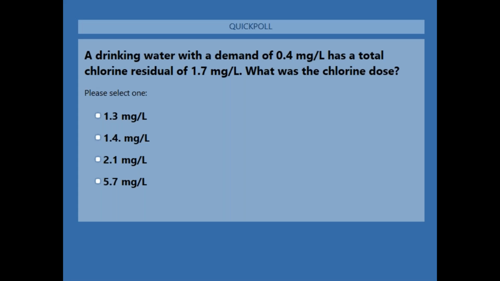I'll ask Owen to please bring up poll 1. What this is asking us here, we have a drinking water with a demand of 0.4 milligrams per liter, and we have a total chlorine residual of 1.7 milligrams per liter. Now this demand, we're talking about the reducing compound demand. So what was the total chlorine dose that was added?